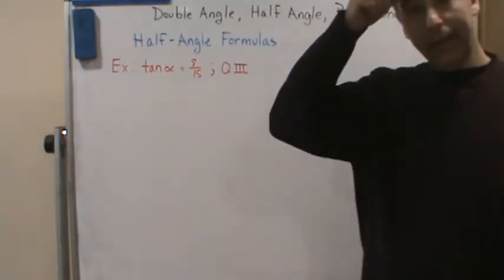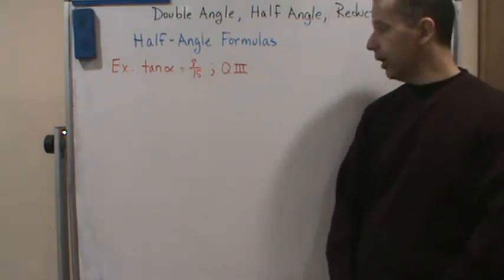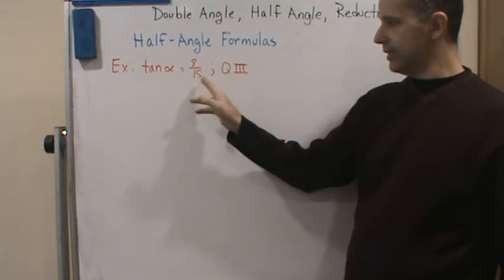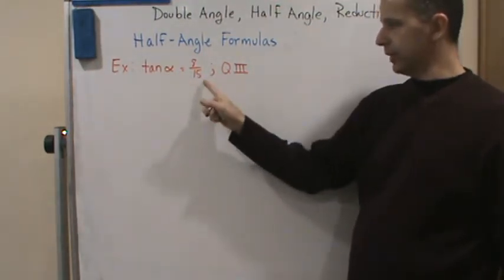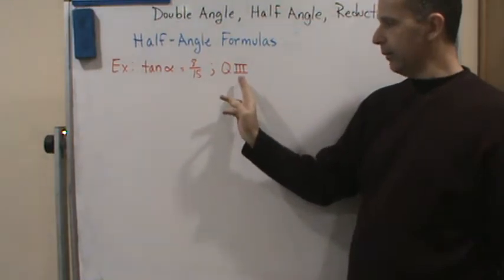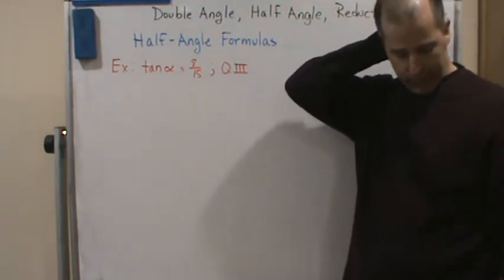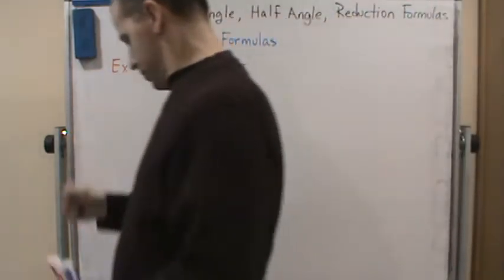Okay, welcome. In this video we're going to do an example where we're given the tangent of an angle. We know the value of the tangent of alpha is equal to 8/15, and we know that the angle terminates in quadrant 3.